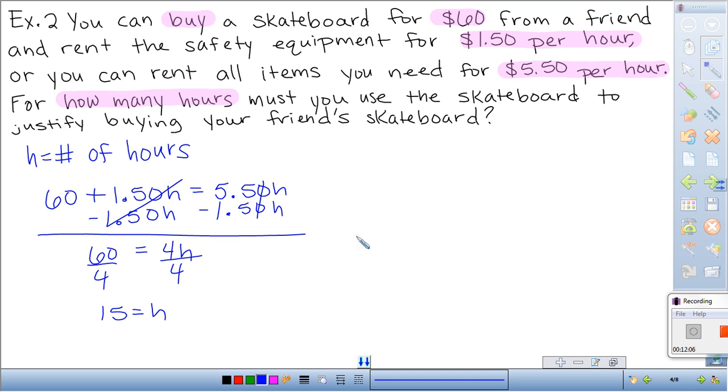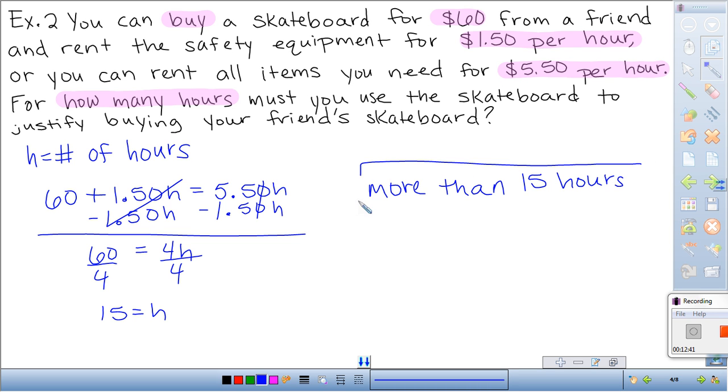So our answer then is, because they asked how many hours would you have to use it to justify buying it, the answer then is more than 15 hours would justify buying it. Because after 15 hours, they won't be equal anymore. It'll cost us more to rent everything than it will to have just bought it.